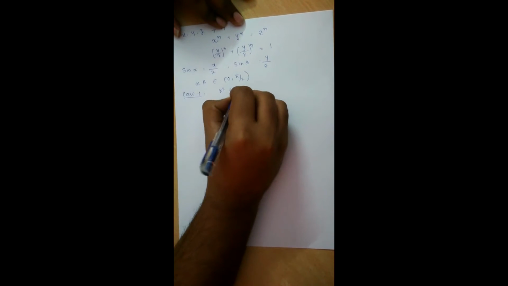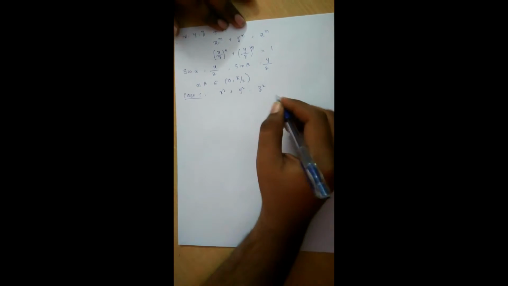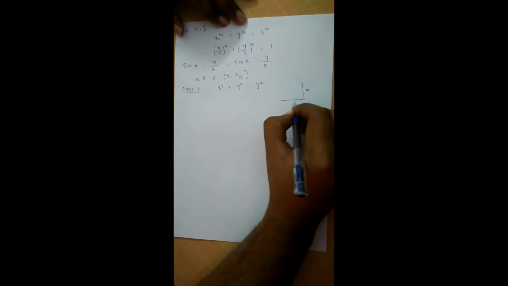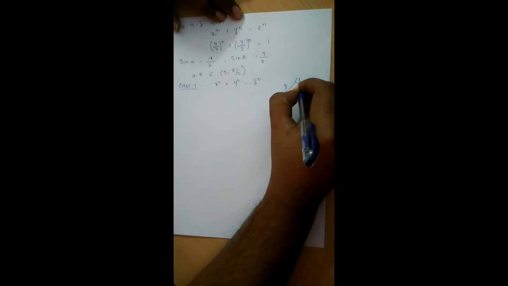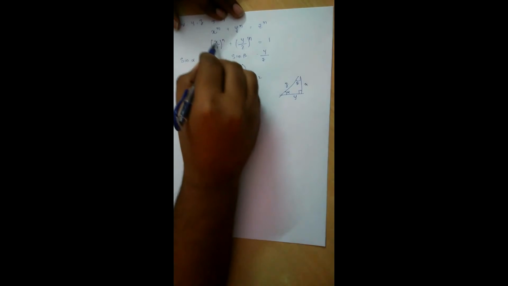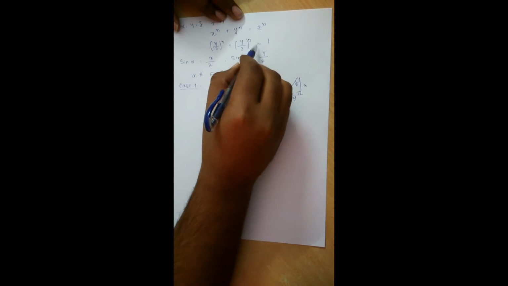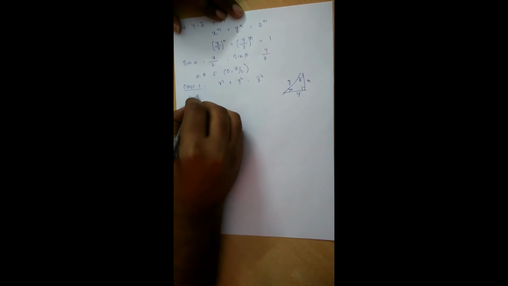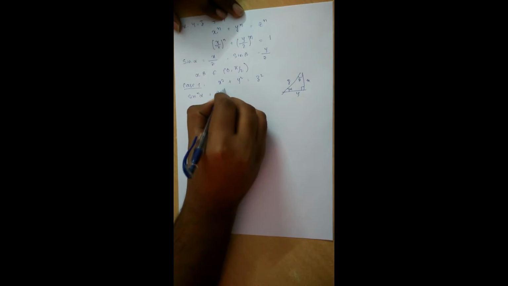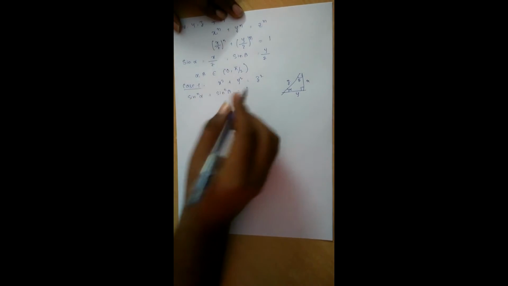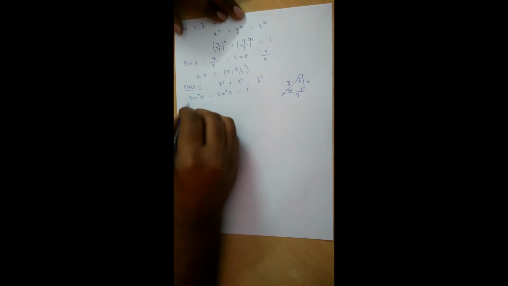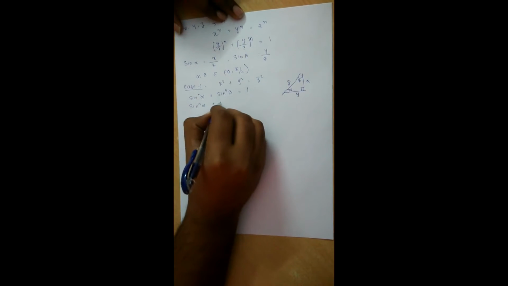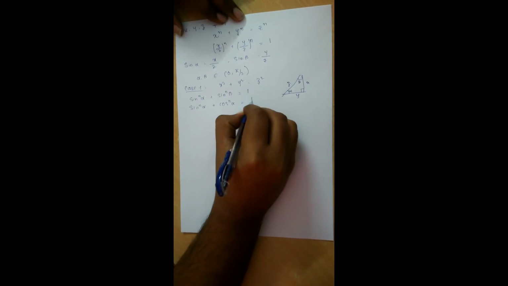The case 1 is x square plus y square equal to z square. Here x, y, z can form a right angle triangle as follows. This is angle alpha and this is angle beta. The statement (x by z) whole power n plus (y by z) whole power n equal to 1 can be written as sin power n alpha plus sin power n beta equal to 1. Observe, alpha plus beta is 90 degrees, so sin beta is cos alpha. So we can write sin power n alpha plus cos power n alpha equal to 1.